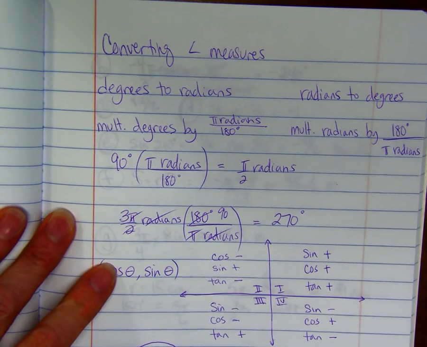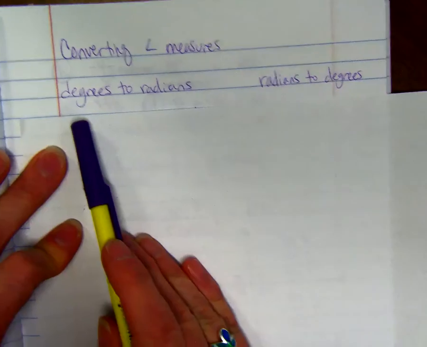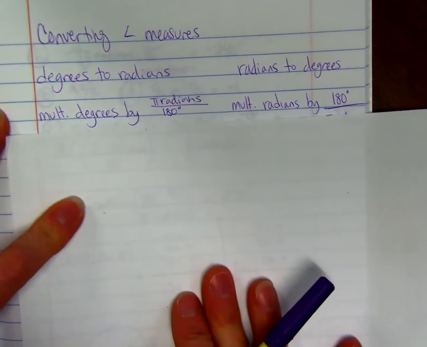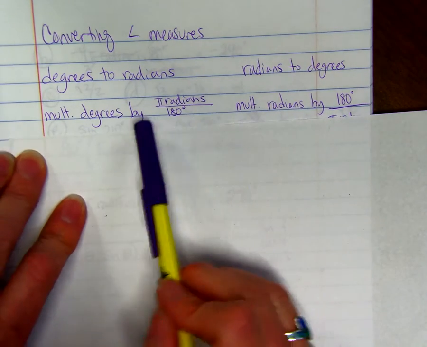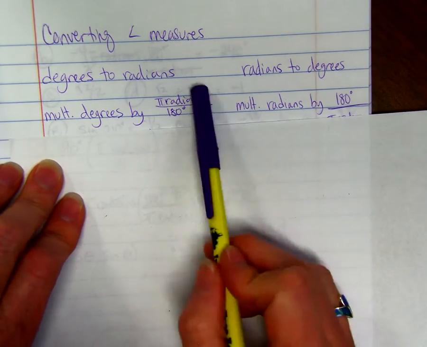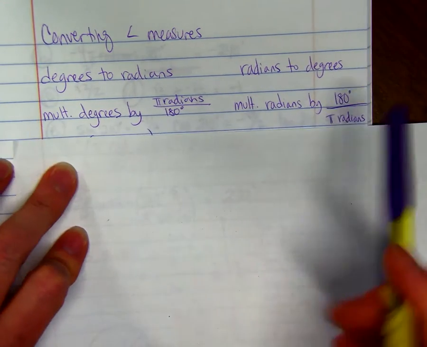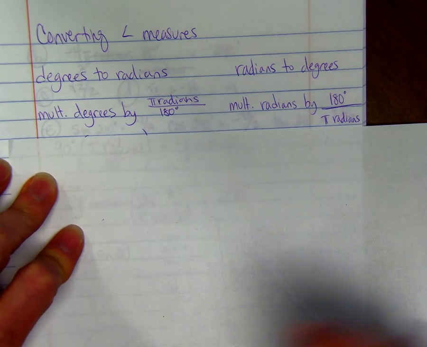So, oh yeah, I needed this to cover. Can't remember what I'm doing. Okay, so we're going to convert degrees to radians and radians to degrees. So if you have degrees, just take the number of degrees and multiply it by pi radians over 180. And if you want to go the other way, just multiply by the reciprocal of that fraction, 180 over pi radians.